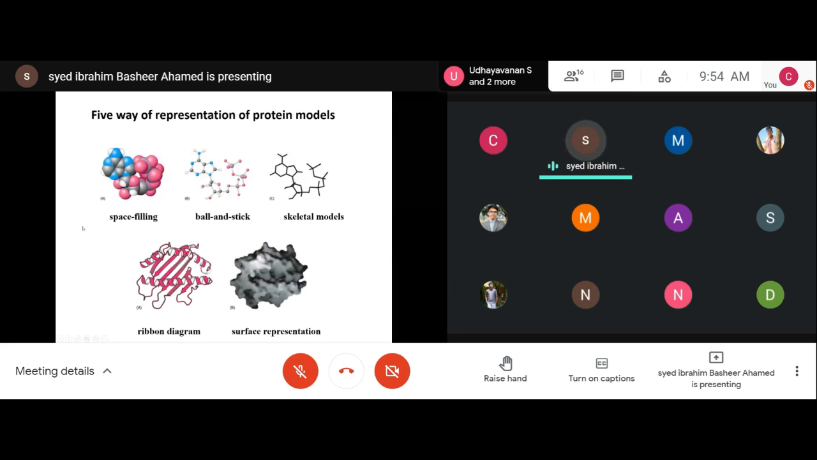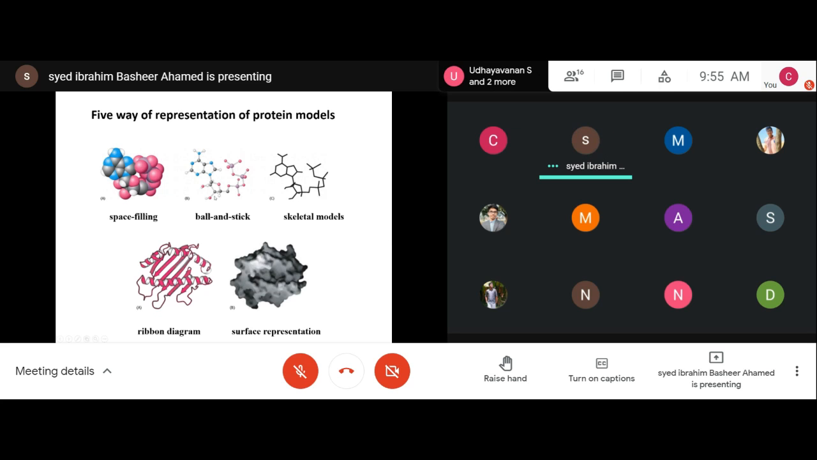So you can see different ways of representing the protein molecules. So this is a space filling model, this is a ball and stick model, this is a skeletal model, this is a ribbon diagram, and this is a surface representation. Okay, so you can represent it any way, and each way has its own application.